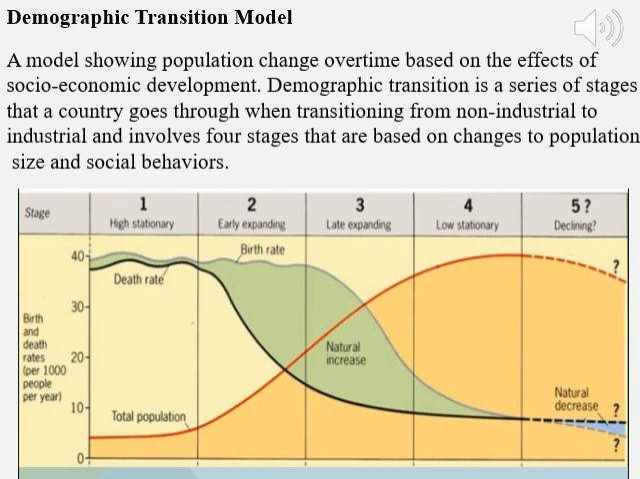Stage 5, in certain countries, is characterized by a low birth rate which drops below the replacement level, which is 2 children per family, and the death rate remains low, so there is a negative natural increase. The low birth rate drops below the death rate, so when we calculate the natural increase it will be negative, so this stage is called the declining stage. Certain countries in this stage, such as Germany.